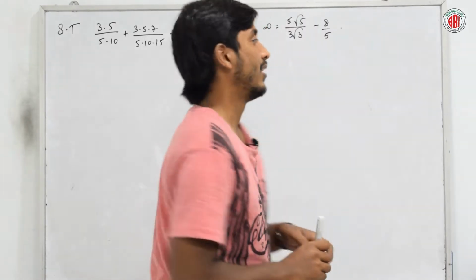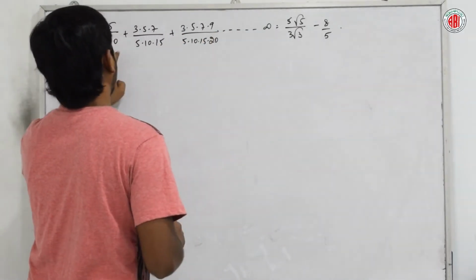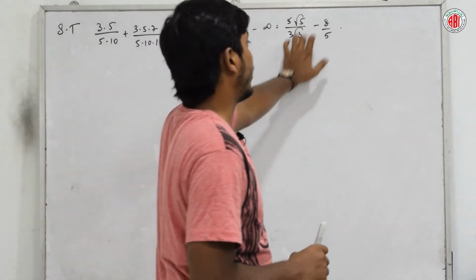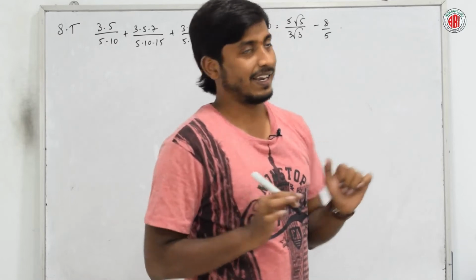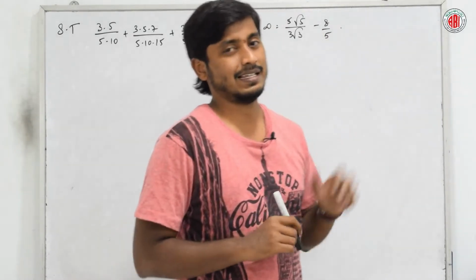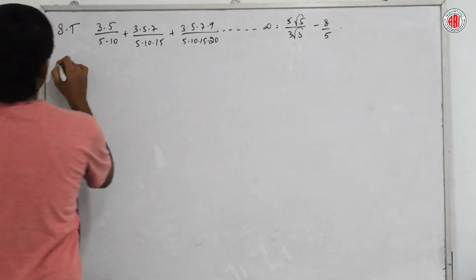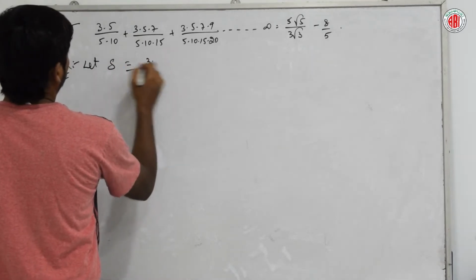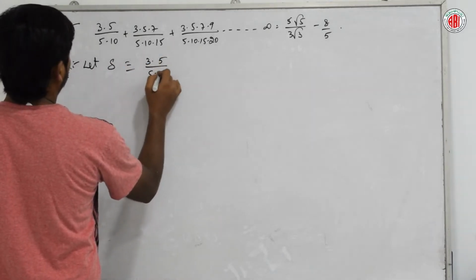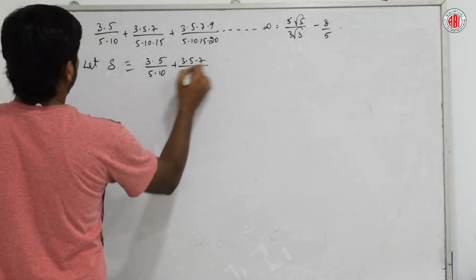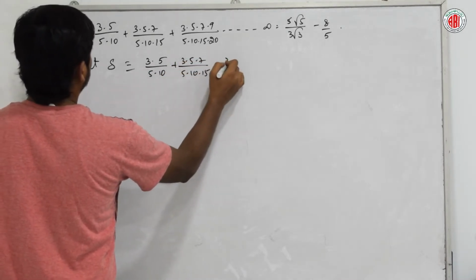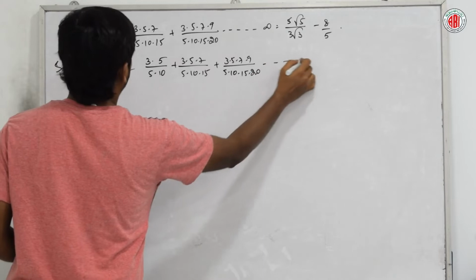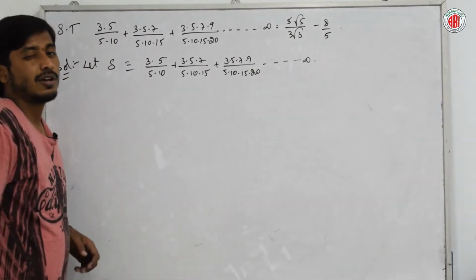Now see here. The question is given as, show that 3 into 5 by 5 into 10 plus 3, 5, 7 by 5, 10, 15 and so on up to infinity is 5 root 5 by 3 root 3 minus 8 by 5. Don't get scared of this answer. We'll easily get it. Just see how to do. Let us say S is equal to 3 into 5 by 5 into 10 plus 3, 5, 7 by 5, 10, 15 plus 3, 5, 7, 9 by 5, 10, 15, 20 and so on up to infinity. Right? So how do we segregate this?